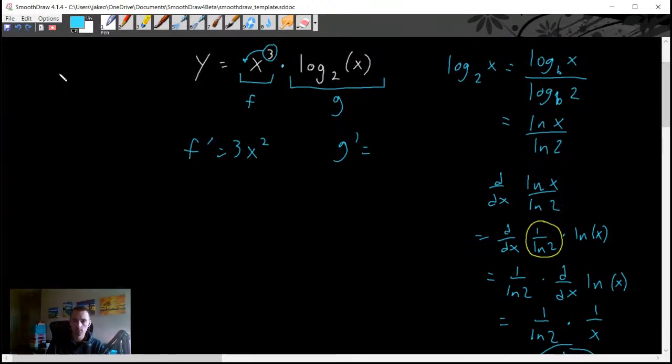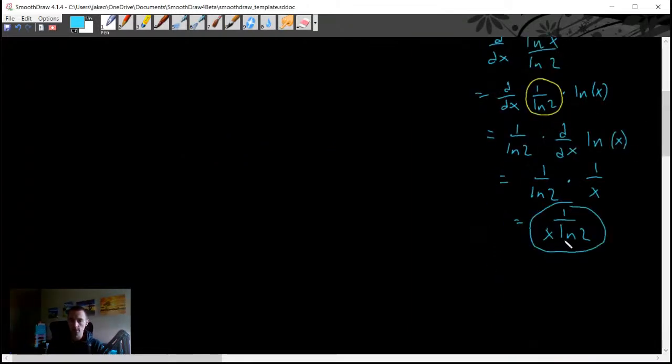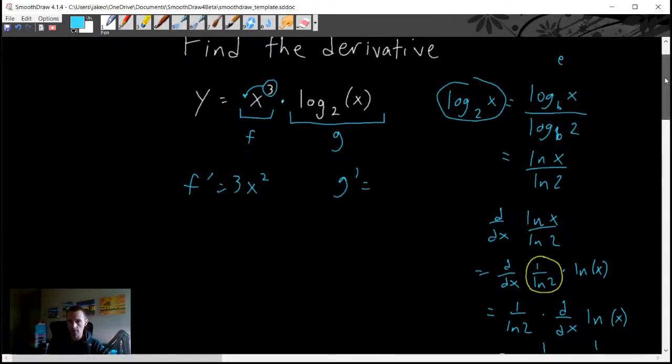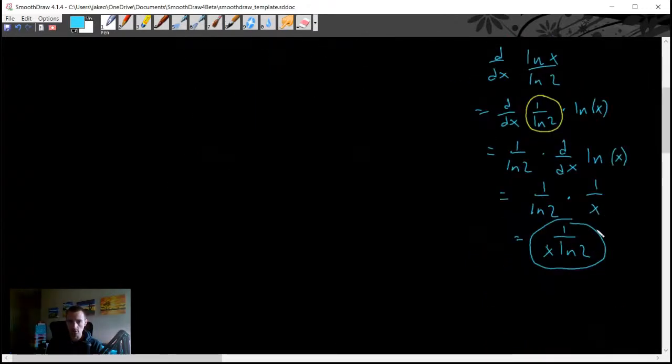Or I'm sorry, let's not go with that. Let's go with this. So log base 2 of x, the derivative is 1 over x times natural log of 2. If you change your base here, that's just going to change whatever you're taking the natural log of here. So if you're taking the derivative of log base 10 of x, it would just be 1 over x times natural log of 10.